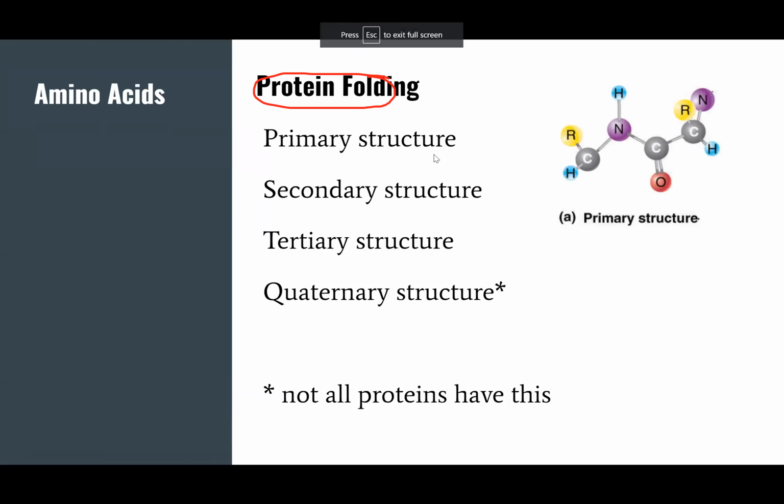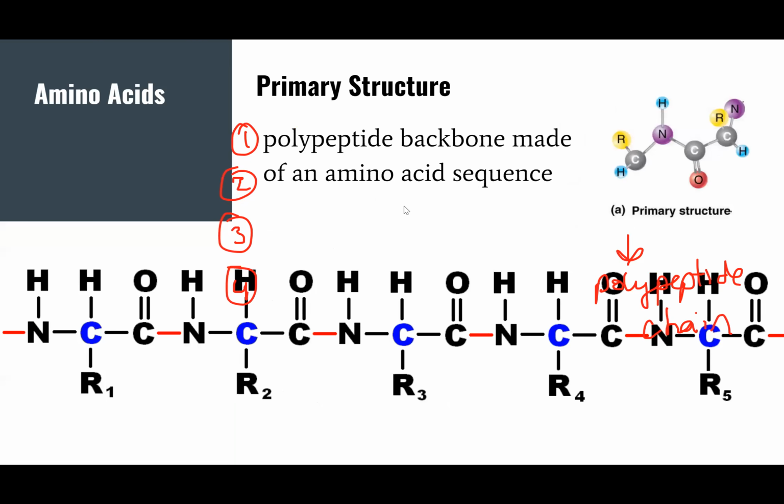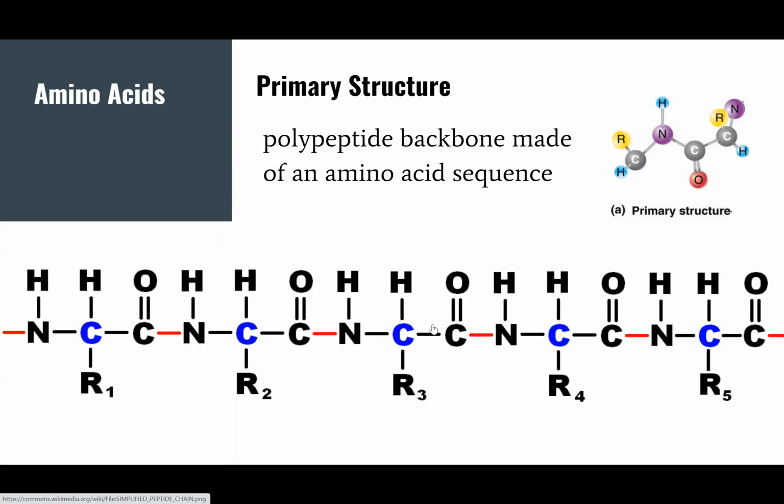All right. In order for it to be considered a protein, it's going to have 4 parts. It's going to have the primary structure, the secondary structure, the tertiary structure, and the quaternary structure. The primary structure is the polypeptide backbone, the polypeptide chain. Right? That's what we just looked at. That's this structure here. The primary structure is the polypeptide backbone in an amino acid sequence.